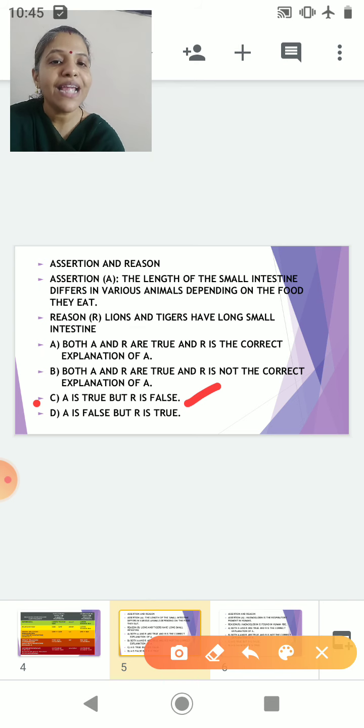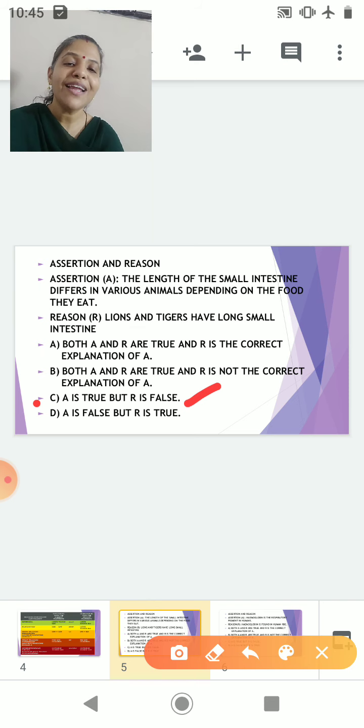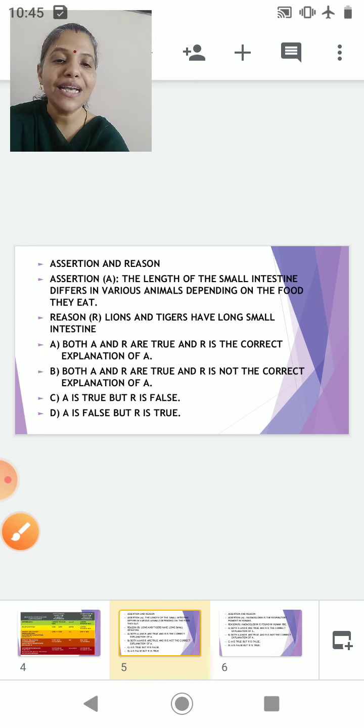D says that A is false but R is true, just the reverse. But we know that A is true and R is false. So C option is the correct answer here. Okay, is it clear, students? Now let's move to the next slide.